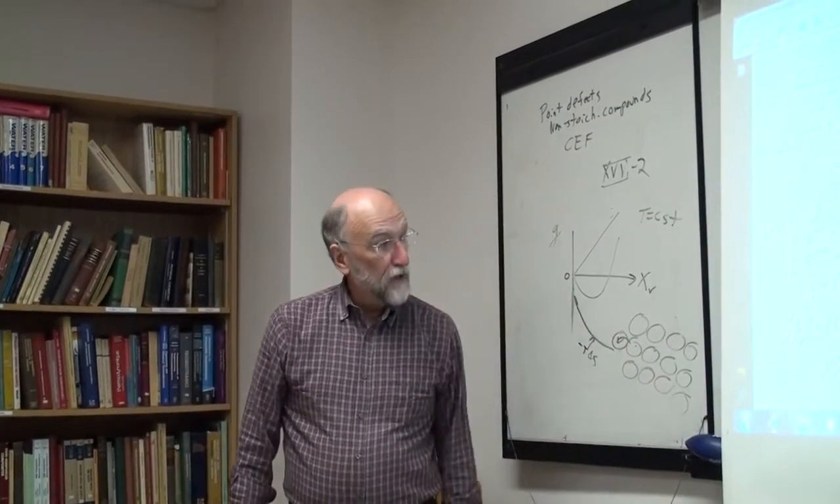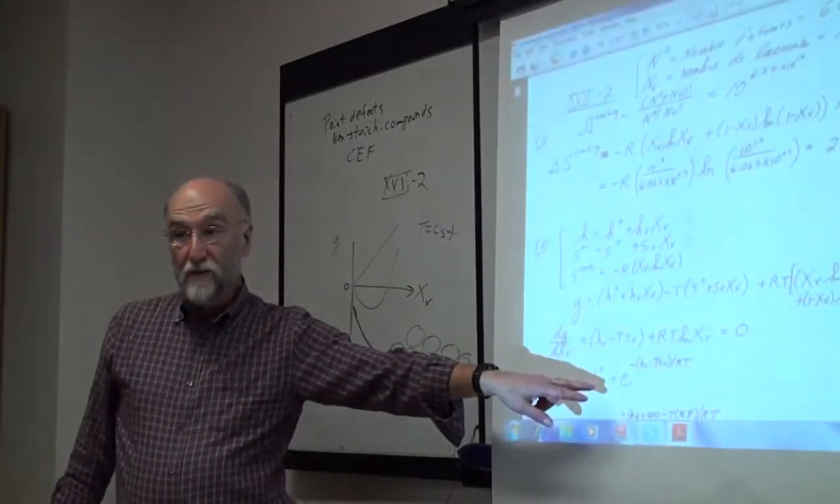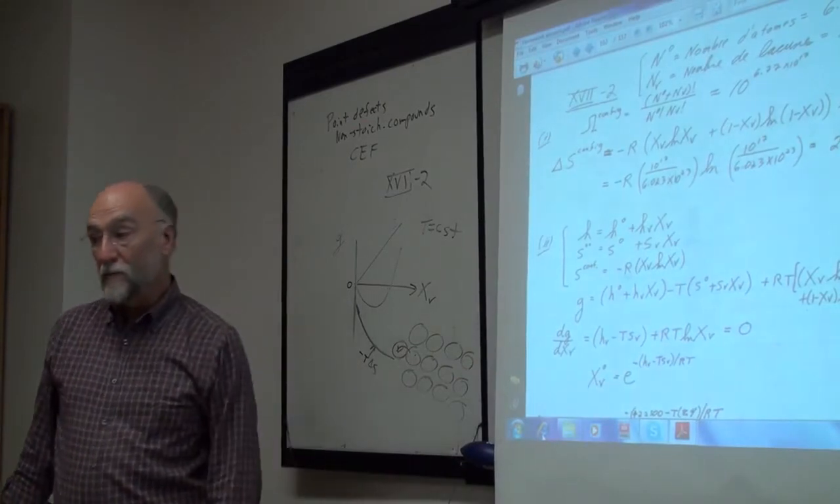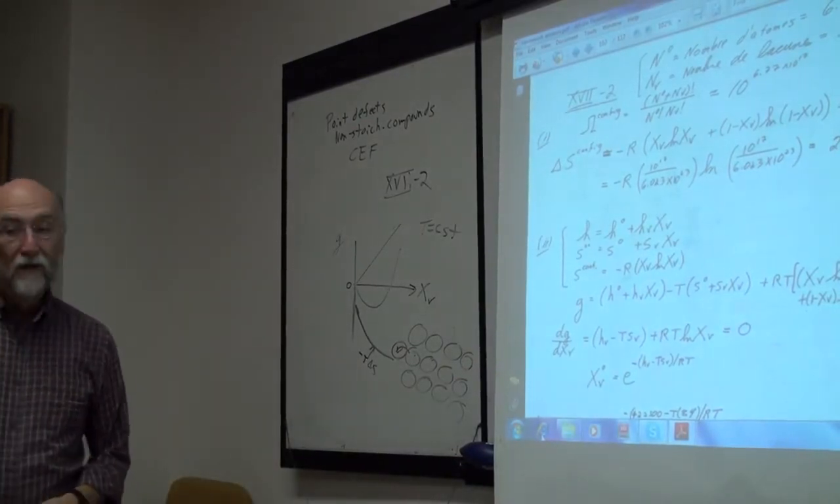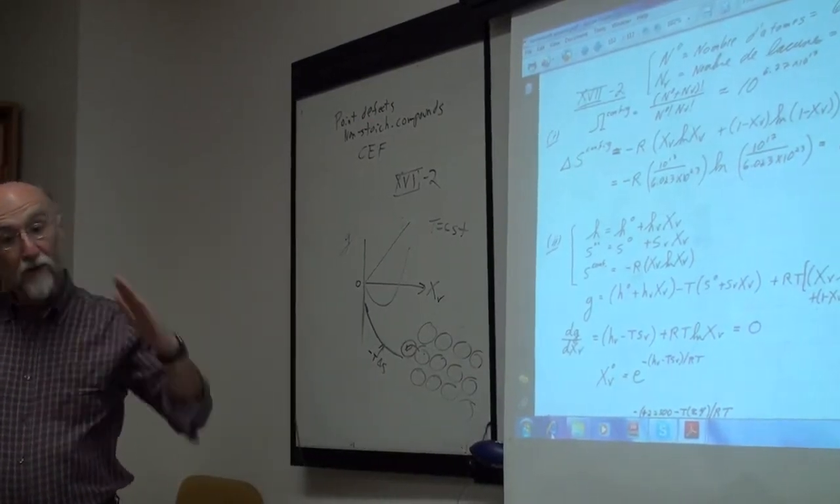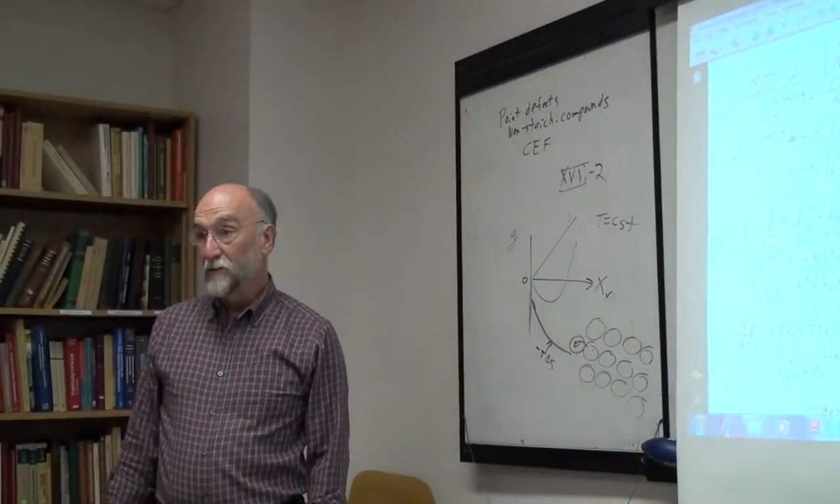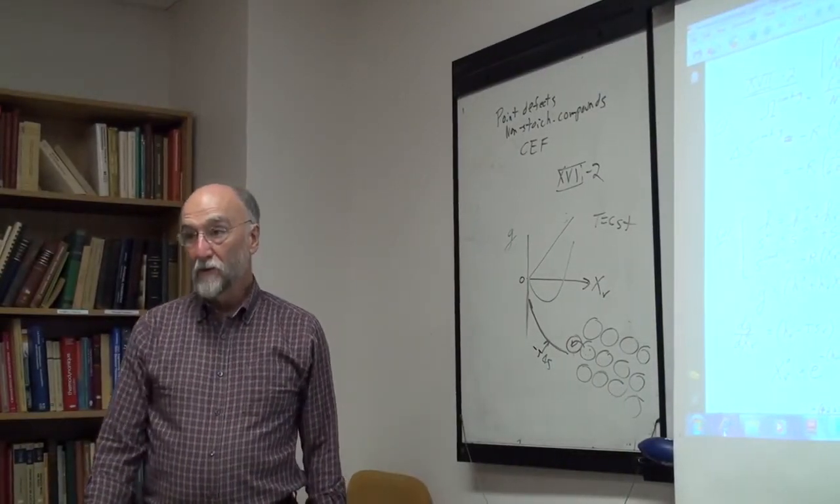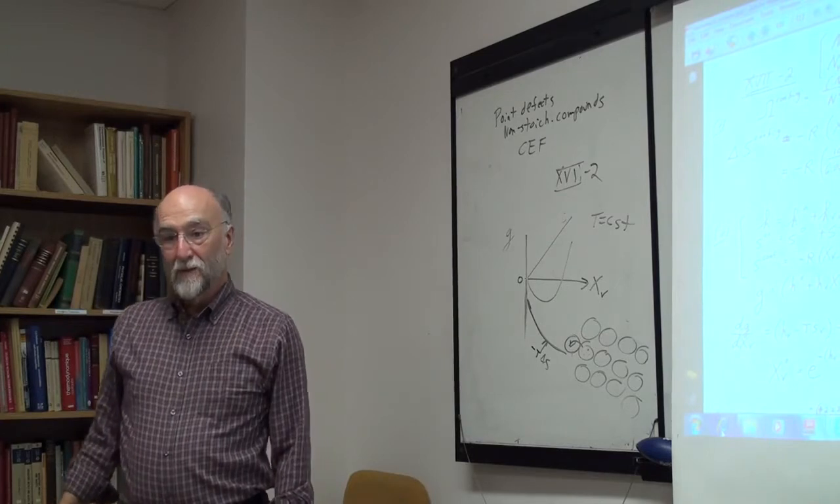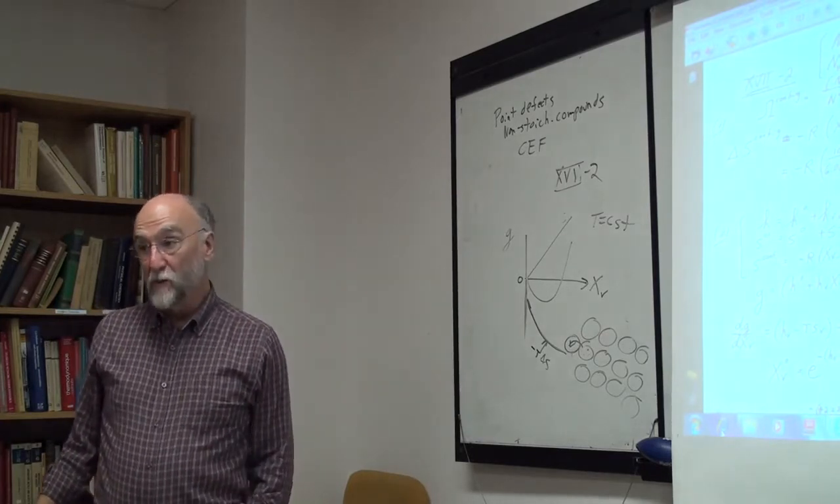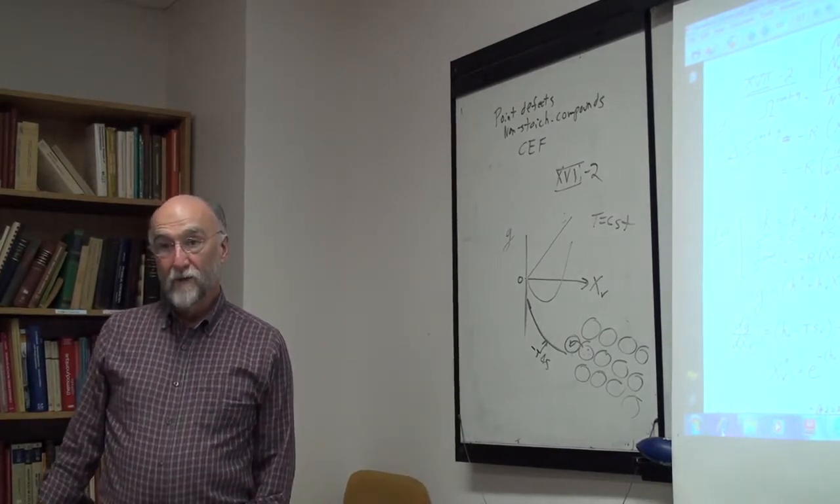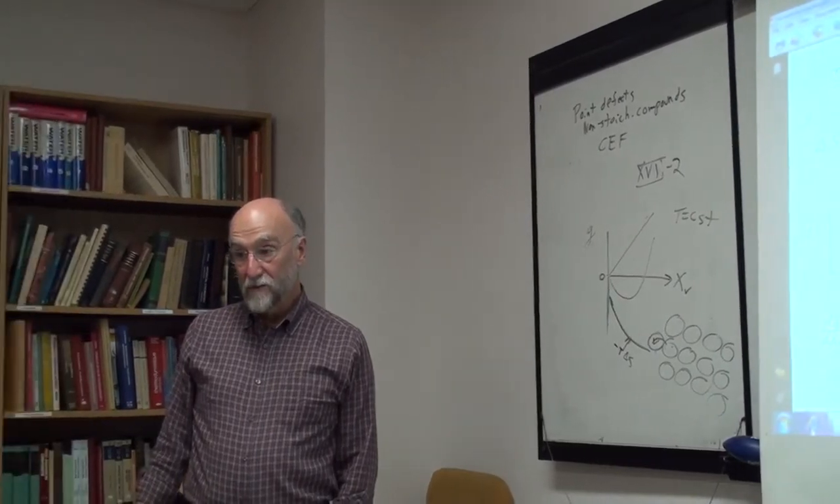So basically your diffusion coefficient depends upon the concentration of vacancies. And since the concentration of vacancies goes up exponentially with temperature, your diffusion coefficient also goes up exponentially with temperature. That's 1 over T. So the log of your diffusivity varies as 1 over T, as in any thermally activated process.